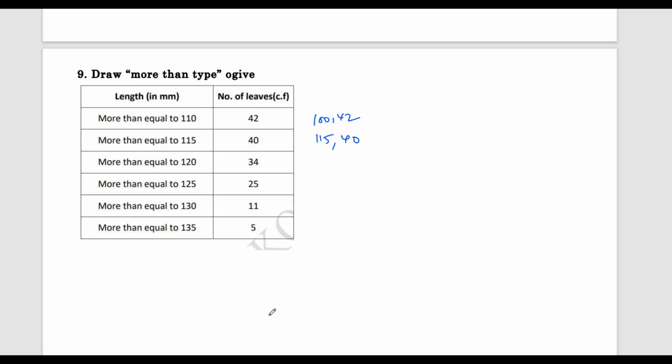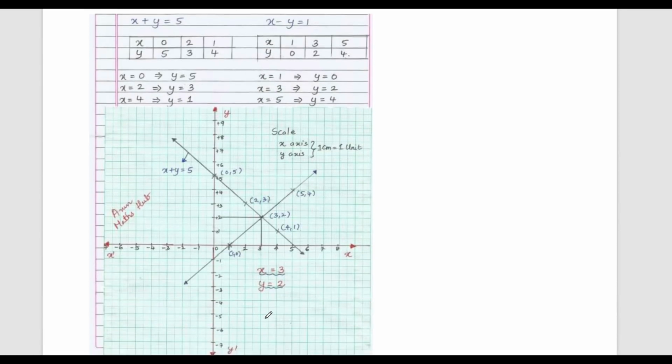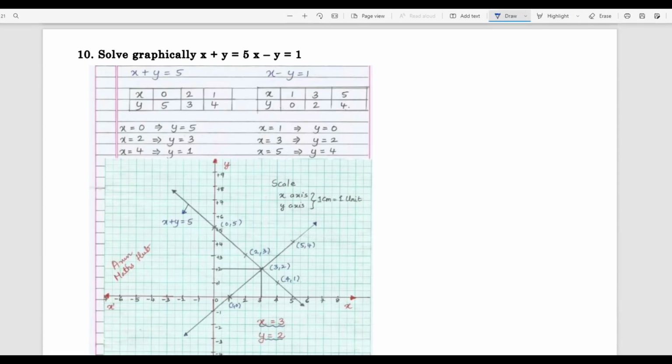This is the question for your practice. Take a graph sheet, or in your book itself you can do it. In the examination, two graph sheets will be provided, one for solving the pair of linear equations graphically, 4 marks, another for ogive. Now moving to the next question. Solve graphically, a very important 4 mark question.